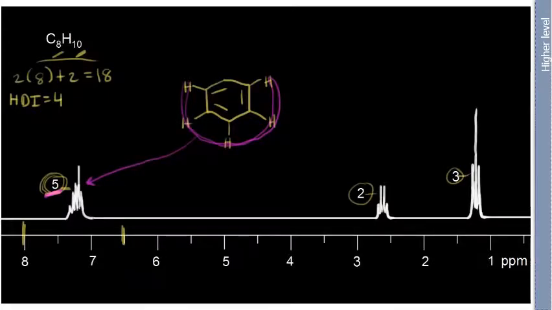All right, next, let's look at this signal. So 2 protons, so that must be a CH2. How many neighboring protons for the CH2? Well, there's 1, 2, 3, 4 peaks. So if there's 4 peaks, 4 minus 1 is 3. So these CH2 protons have 3 neighbors.